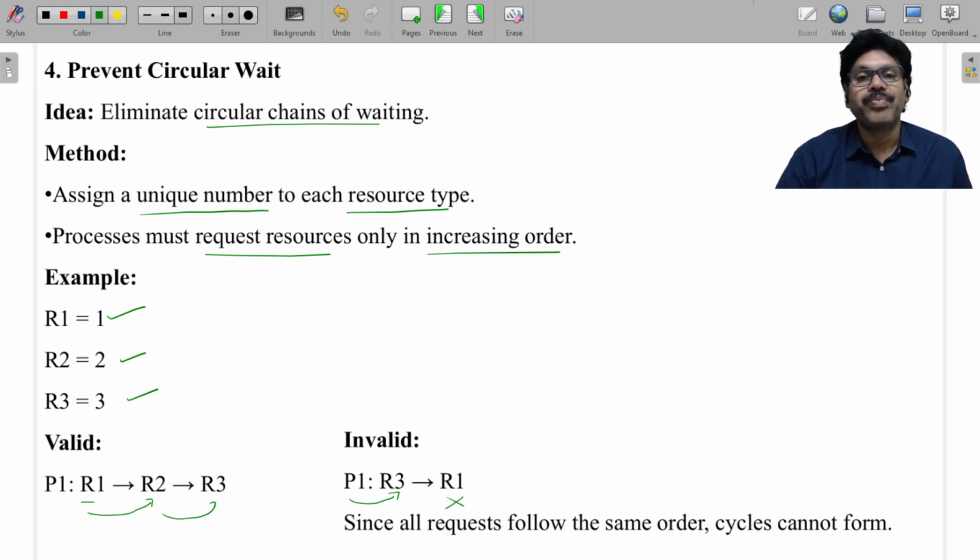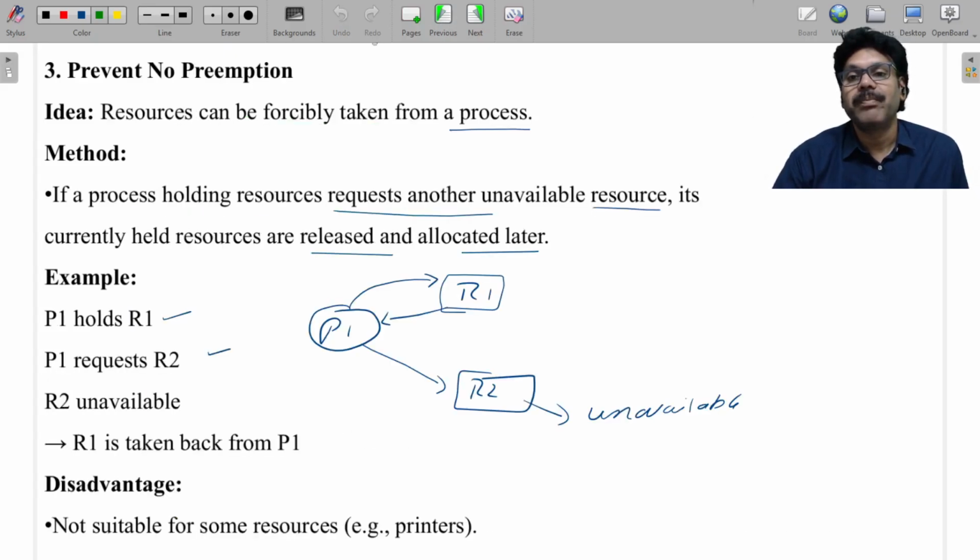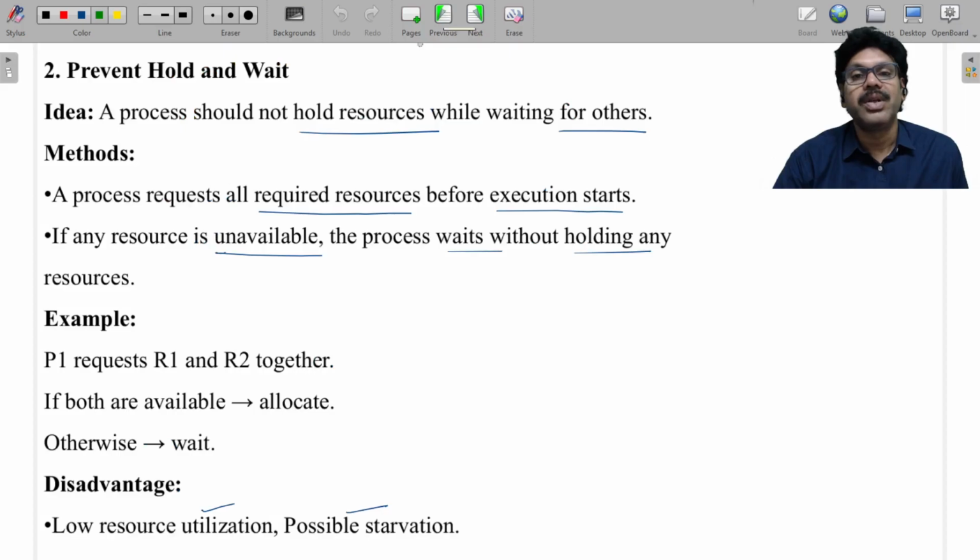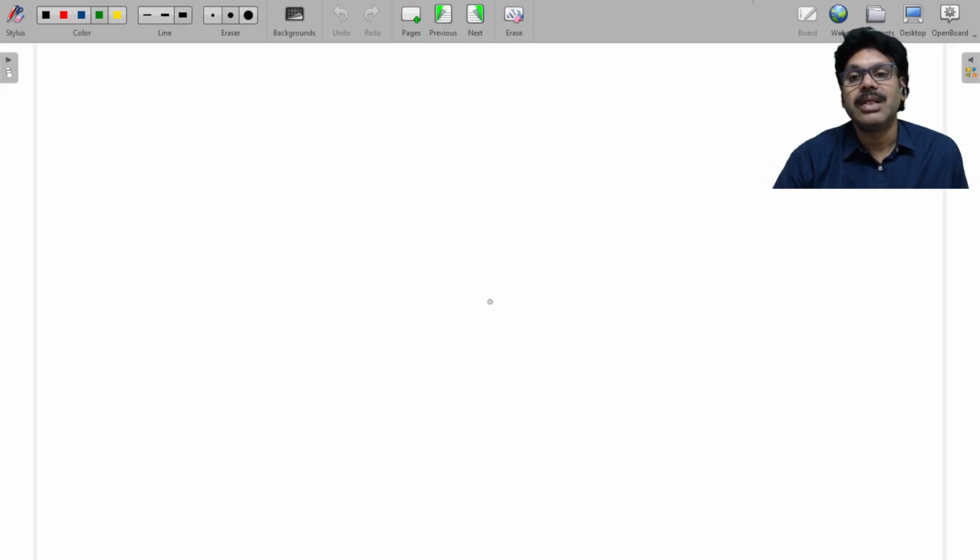So this is how you can impose prevention schemes for deadlock, so that at any stage it is prevented. How? Mutual exclusion to dissatisfy, no preemption to dissatisfy, hold and wait to dissatisfy, then circular wait to dissatisfy. So these are how circular wait, no preemption, and hold and wait can be dissatisfied.